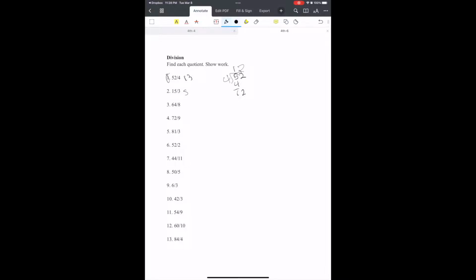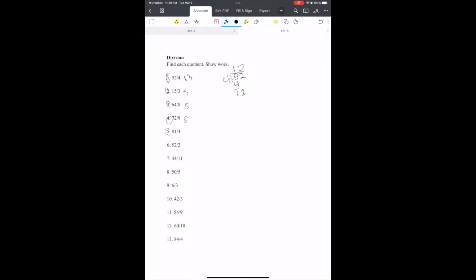Number 3. This is also in your multiplication table. 64 divided by 8 is 8, since 8 times 8 is 64. For 4, that is also your multiplication table. So 72 divided by 9 is actually also 8. So, yeah. There's no other way to do these problems besides long division or knowing your multiplication table. Only those, like number 1, you could do like that.